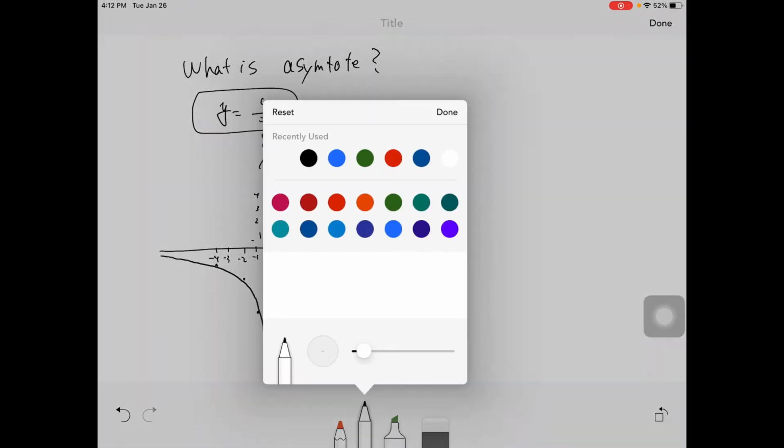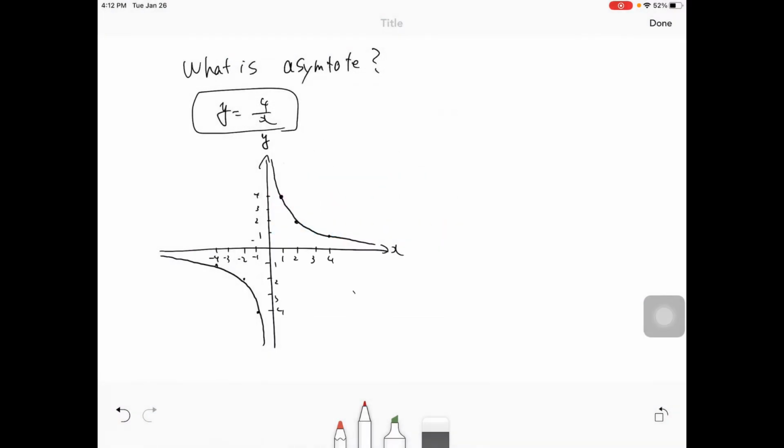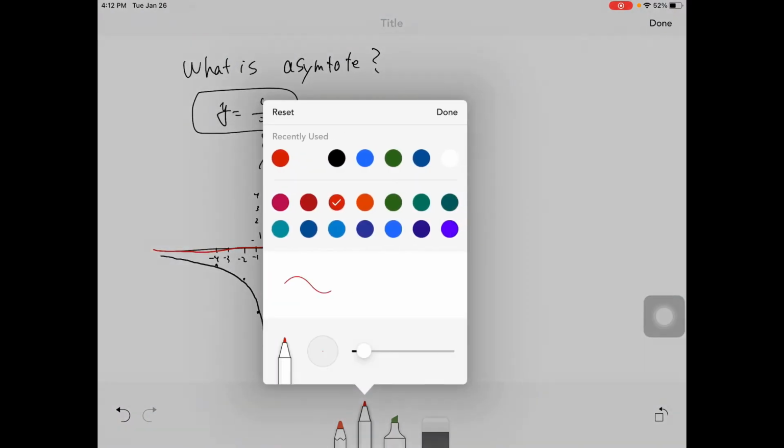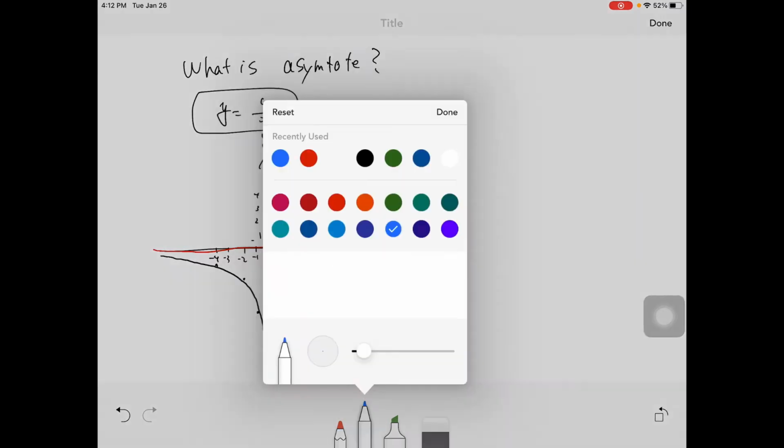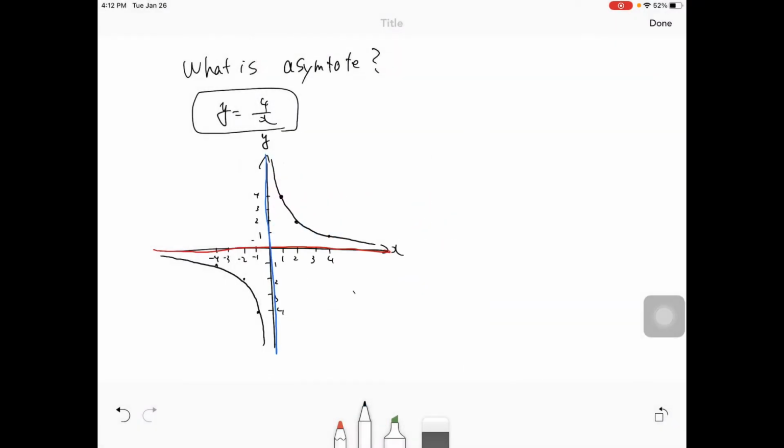Okay, now where is the asymptote? The answer is here and here. There are two asymptotes. The definition of an asymptote is a vertical or horizontal line that a part of the graph gets very close to but never reaches.